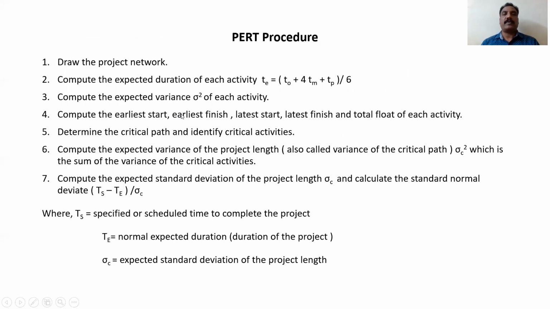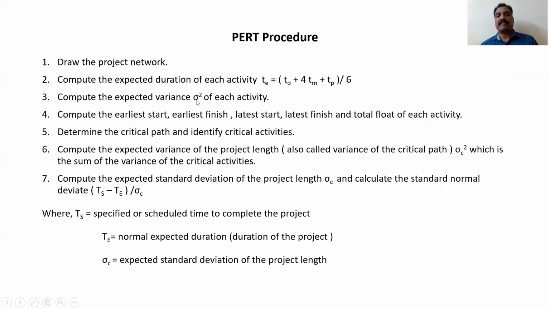Procedure. First, what we have to do in PERT is draw the project diagram as usual. So how we drew the network diagram for the CPM, similarly, the same procedure you have to adopt here. Only the time estimates will be changed here. Compute the expected duration of each activity. Different times are given: optimistic, most likely, and pessimistic. We are converting these three estimates into a single value, that is, a single estimated time: T naught plus 4Tm plus Tp, divided by 6.